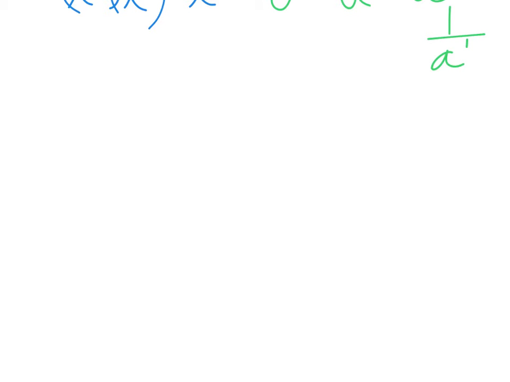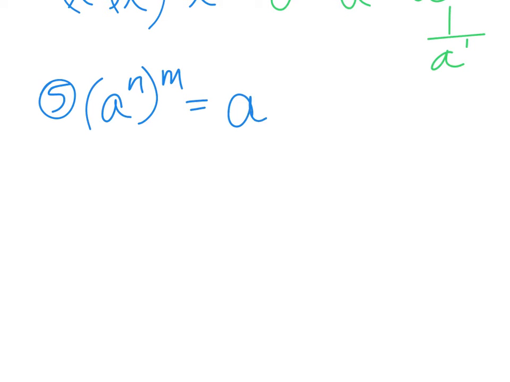Number 4, we're not going to do yet. So skip number 4, and we'll go to number 5. This is the rule we did yesterday. Power to a power. So a to the n raised to the m power, now we multiply n times m. So if I had x squared to the 3rd power, I get x to the 6th.